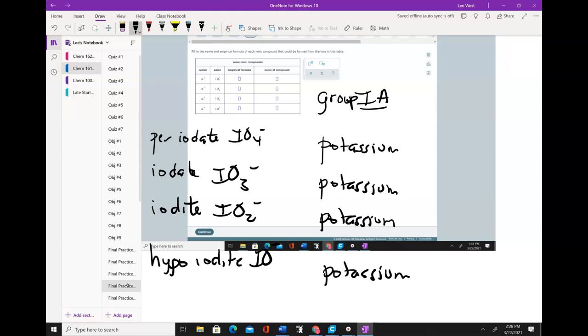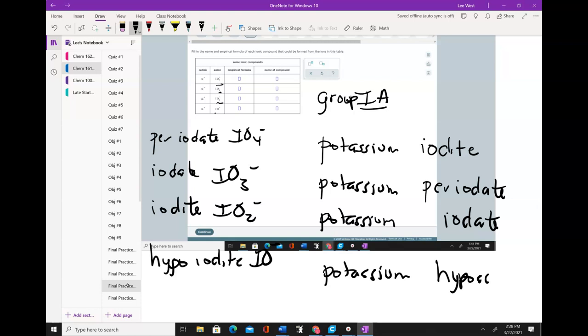Now, hopefully you're wise enough to have a table of these polyatomic ions that you're going to look at. So this first one here, IO2 minus, that's going to be iodite. So this will be potassium iodite. The second one has 4 oxygens, so that will be periodate. The third one has 3 oxygens, so that's just going to be iodate. And then finally we have just the 1 oxygen, so that is going to be hypoiodite.